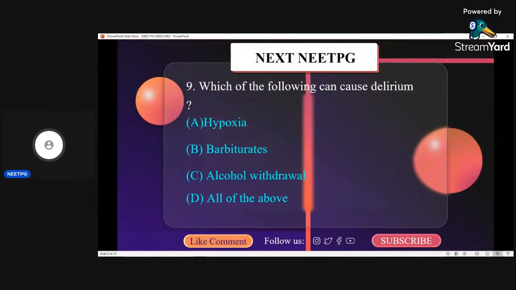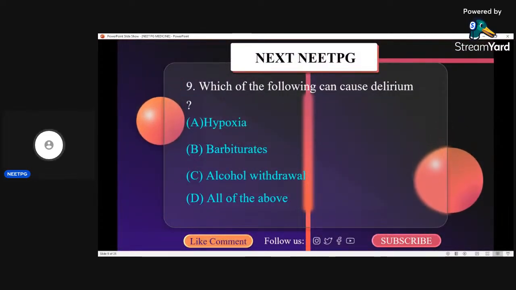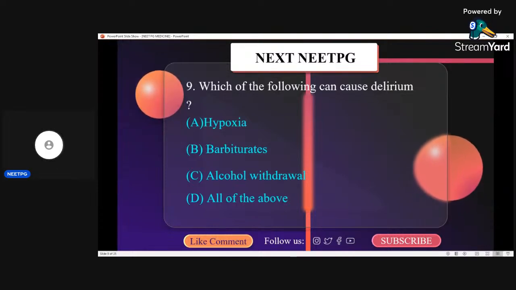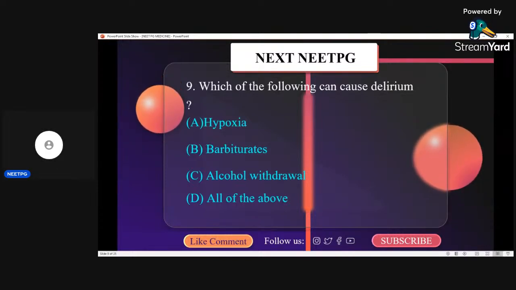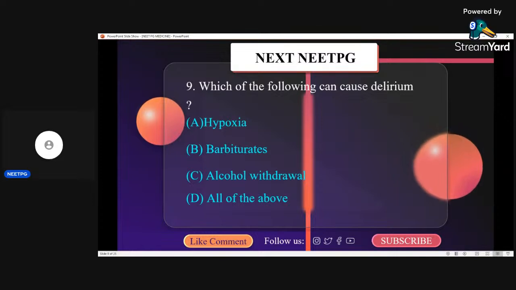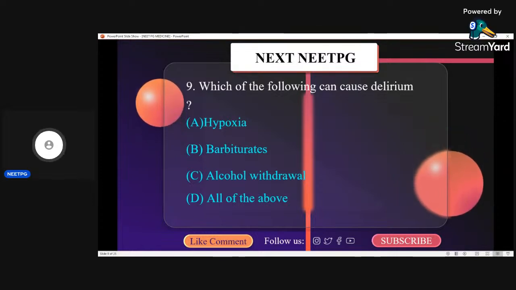Which of the following can cause delirium? A. Hypoxia. B. Barbiturates. C. Alcohol withdrawal. D. All of the above.